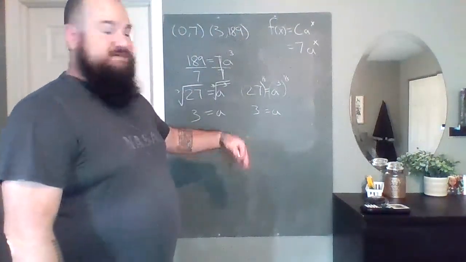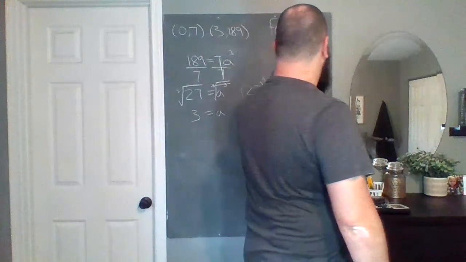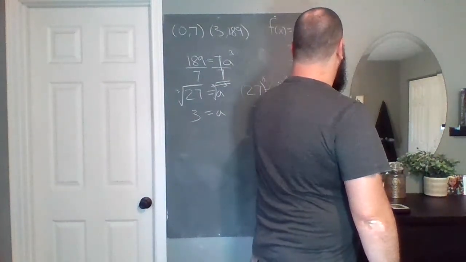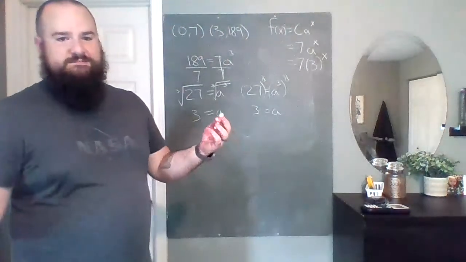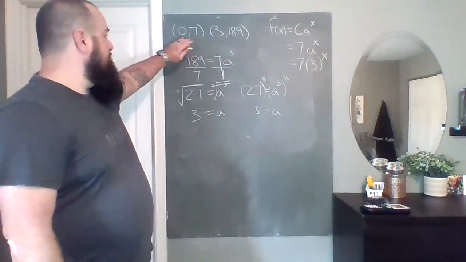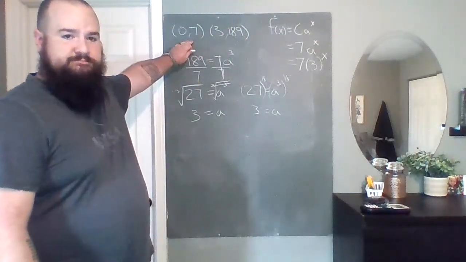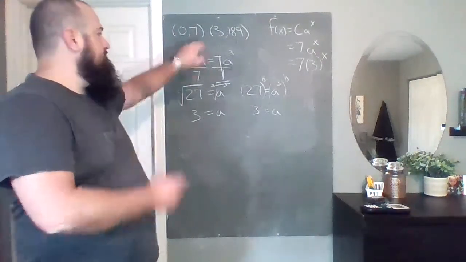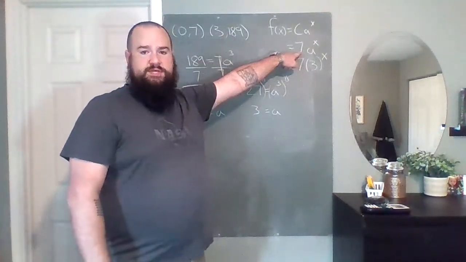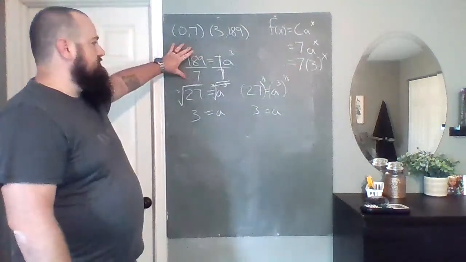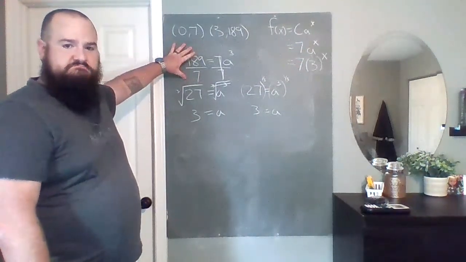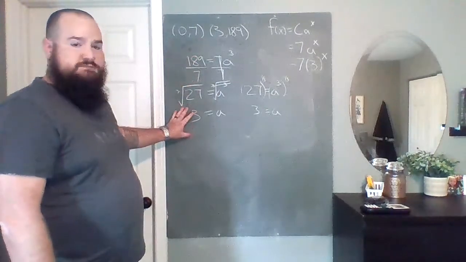So we now know what our A is, so we go back to our function. This is 7 times 3 to the x. That's it. So if we have the y-intercept, okay, step 1, put in your value for c. Step 2, to create an equation, solve for a.